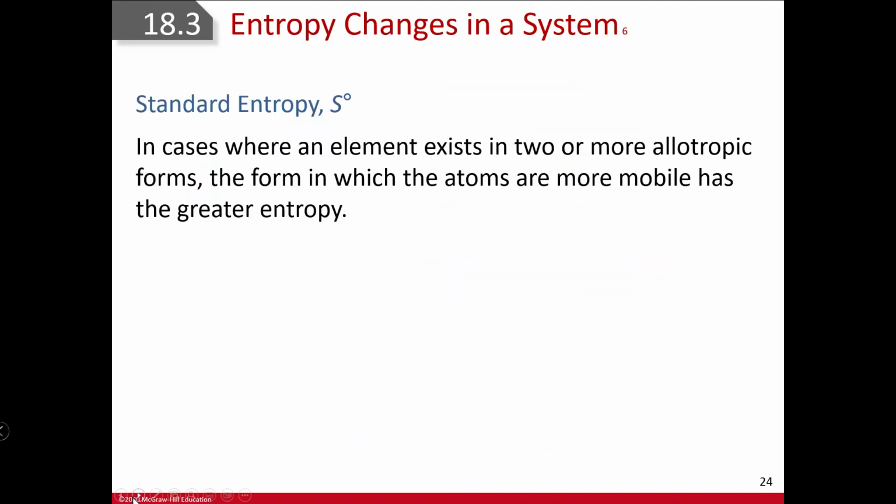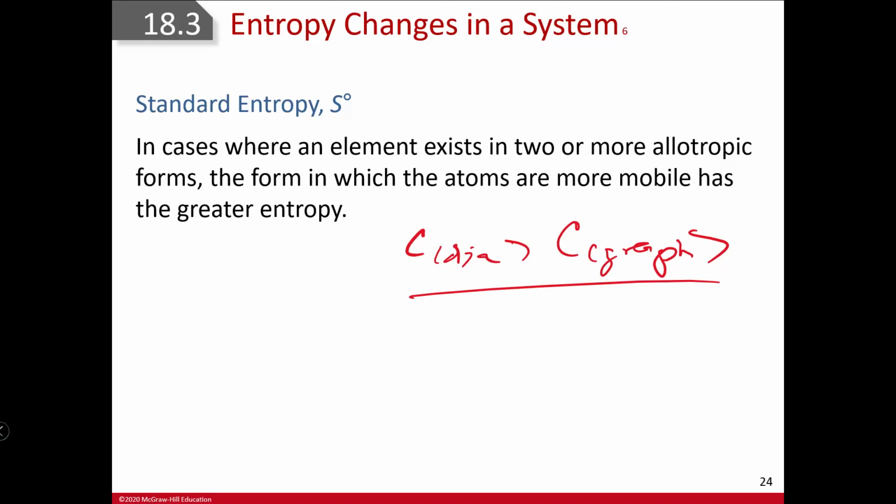All right, so it says in cases where an element exists in two or more allotropic forms, remember what allotropic means? Allotropic is like carbon diamond, so let's write some examples here. Carbon in the diamond form and carbon in the graphite form. That's allotropes. It's the elements that have different arrangements of the atoms. We just saw ozone, so ozone is one form and oxygen is another form. It's still oxygen, but they're different forms.